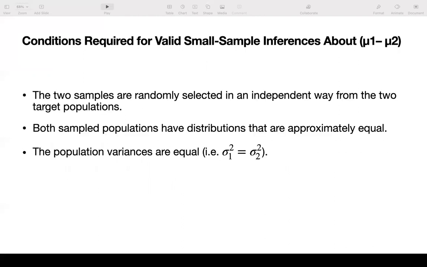Again, we have the conditions required for a valid small sample inference about the difference between the mu's. The two samples are randomly selected in an independent way from the two target populations. Both sampled populations have distributions that are approximately equal. Note here, we do not require the two distributions to be normal, but we require them to be approximately equal. And also the population variances are equal.